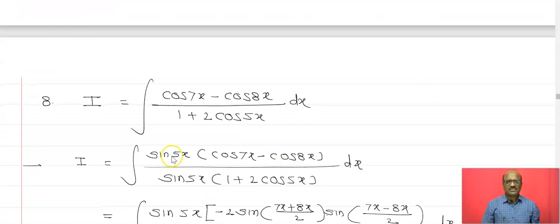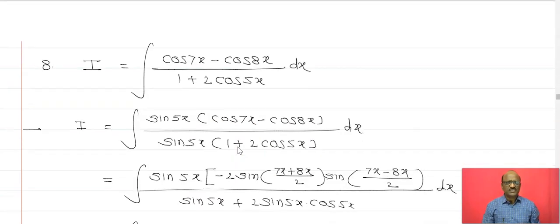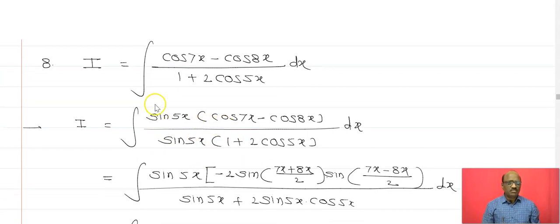Now the next is problem number 8. R is equal to integral of (cos 7x minus cos 8x) upon (1 plus 2 cos 5x) dx. Now again, how to integrate this? In this integration, we multiply the numerator and the denominator by sin 5x. This is one way: multiply the numerator and the denominator by sin 5x, and we will apply the formula for cos c minus cos d.